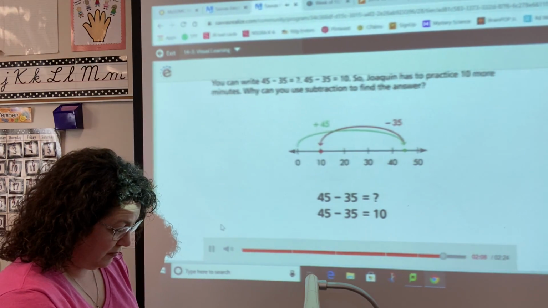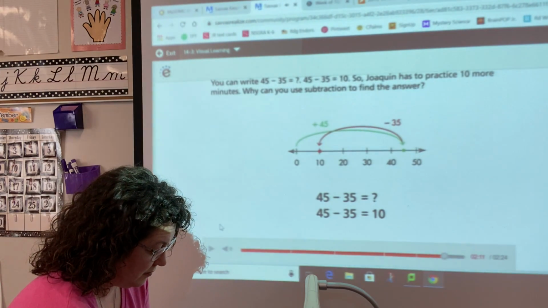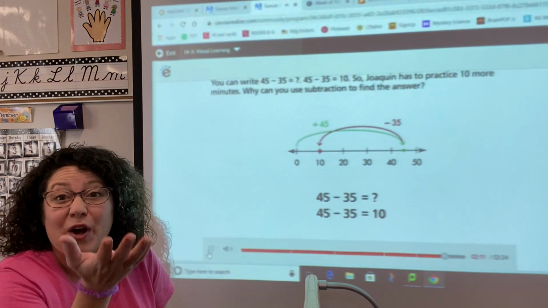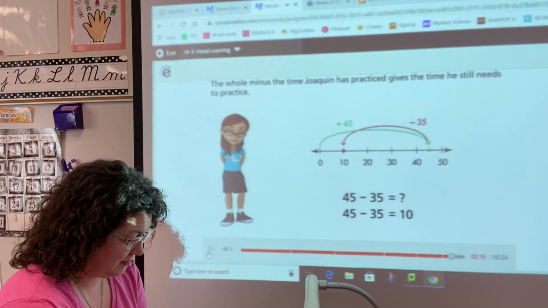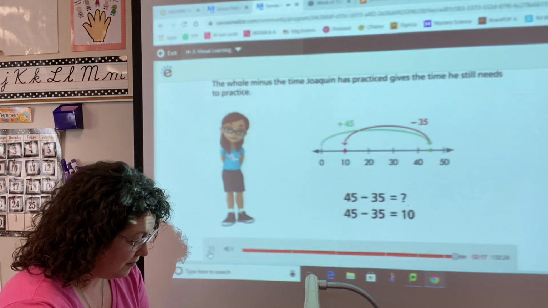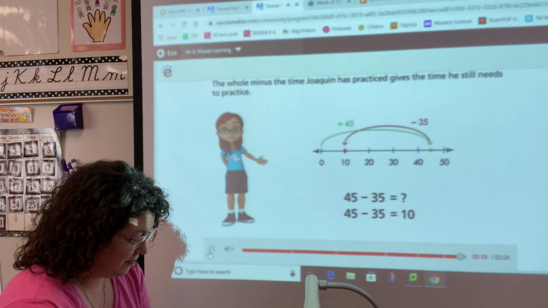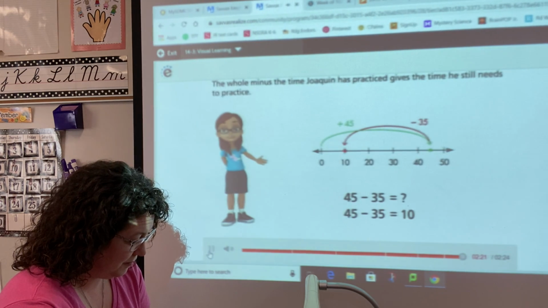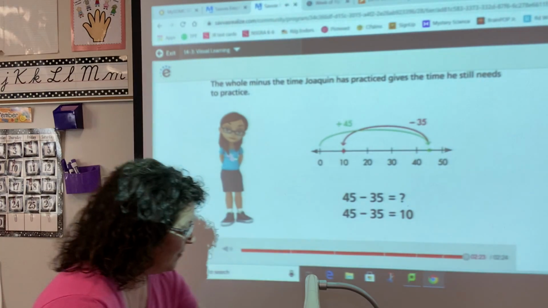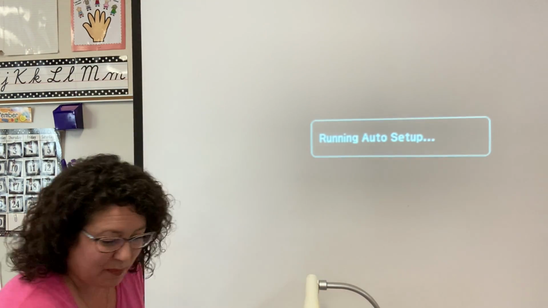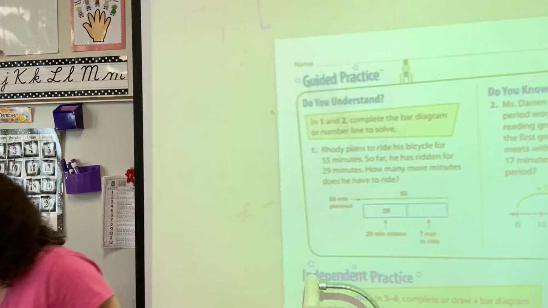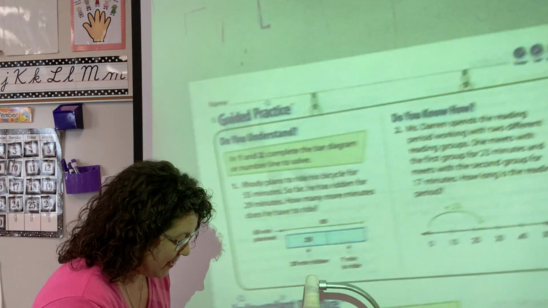Why can you use subtraction to find the answer? Part, whole. The whole minus the time Joaquin has practiced gives the time he still needs to practice. Now you know how to add and subtract time intervals. Okay, so now we're going to look at the next page in our math book and do some of these problems together.